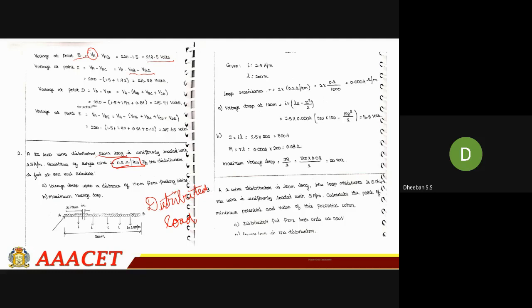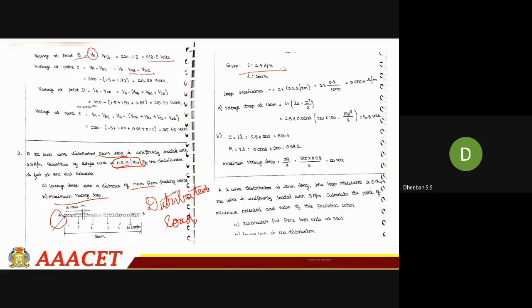If the distributor is fed at one end, which is the feeding point A, they ask to find the voltage drop up to a distance of 120 meter. The total distance is 200 meter, but they have asked only for 120 meter from the feeding point. Next, they have asked for the maximum voltage drop. So these are the things they have asked. So we'll be getting to the problem.